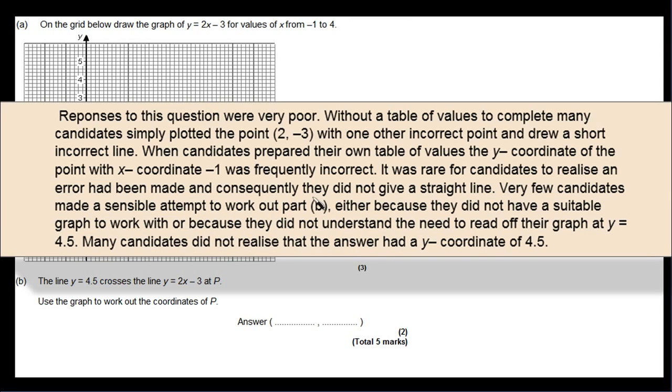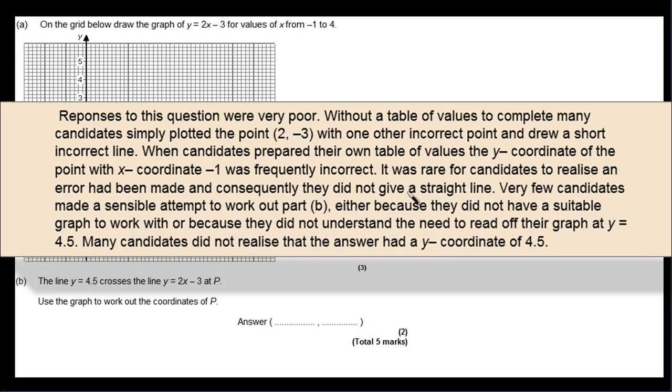But let's bring these remarks back. When candidates prepared their own table of values, so when they did realize that's what they had to do, there was a problem with the minus 1. So we're going to have a look at that. Also, it was rare for candidates to realize an error had been made when they made the error, and consequently this didn't give a straight line.